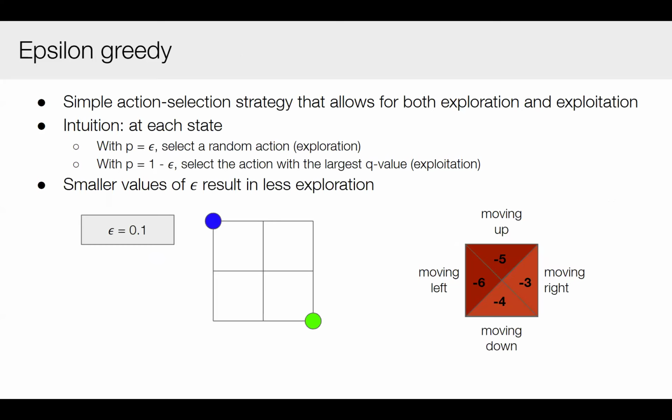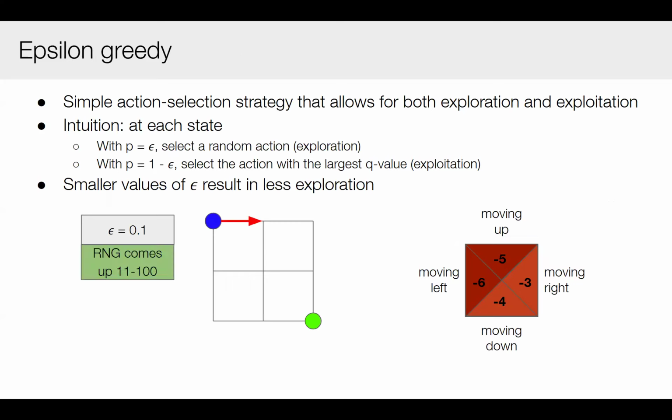And a pretty simple strategy to determine how to take actions in a value-based algorithm is something called epsilon greedy. The basic intuition is that at each state, most of the time, you're going to take an action that corresponds with the largest Q value, whereas some of the time, with probability of epsilon, you would select a random action. And this allows you to honor your Q values by moving in directions that you know are really good, but also explore potential paths that you may not have explored before.